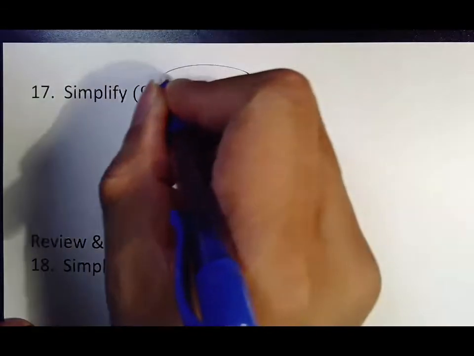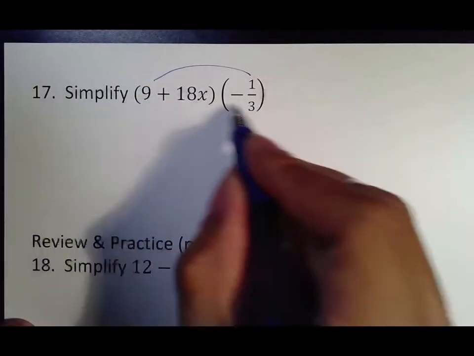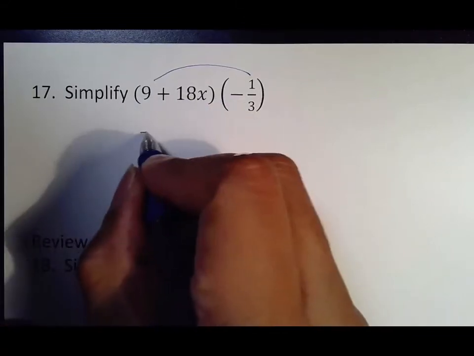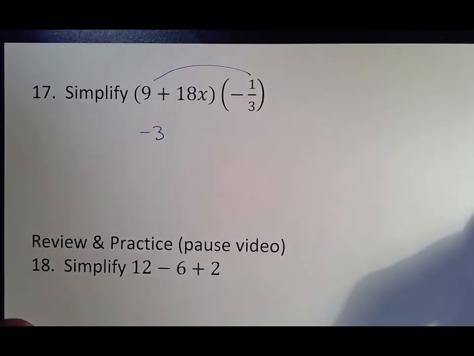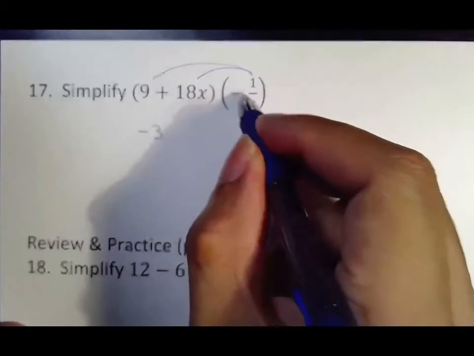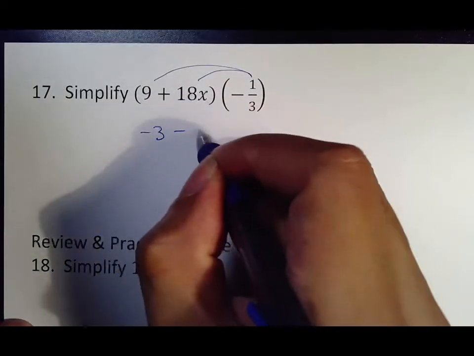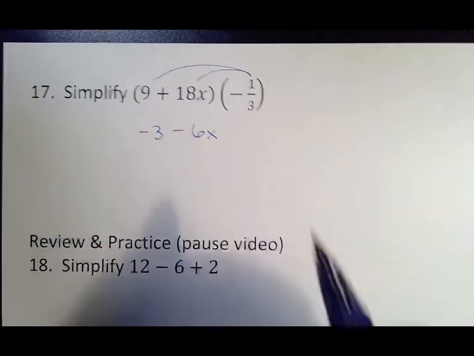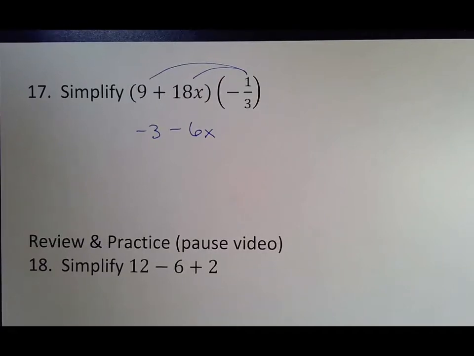Once again, when you do this part, that 9 divided by 3 is 3, but that negative means that the sign switches. When you do this one, that sign switches. 18 divided by 3 is 6, and then bring your x down with it. And that's the key idea you're looking at.